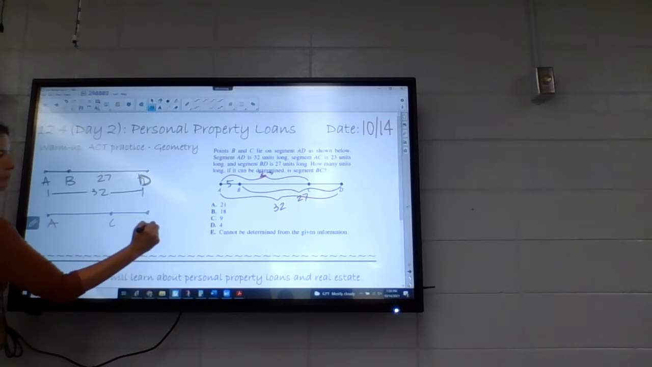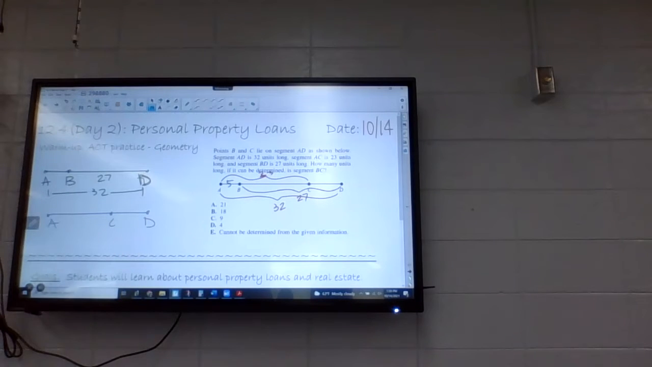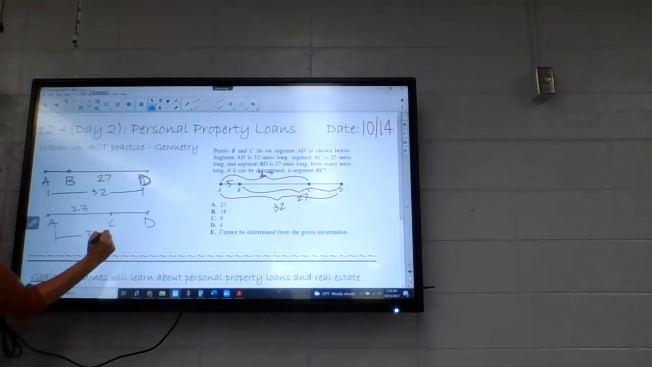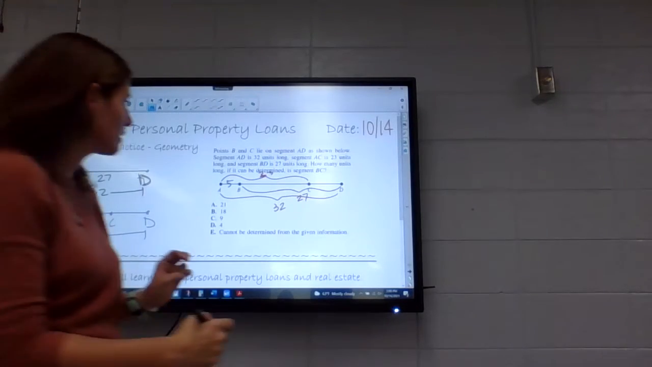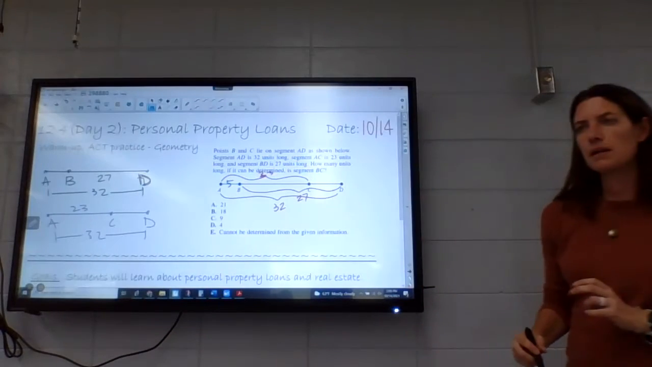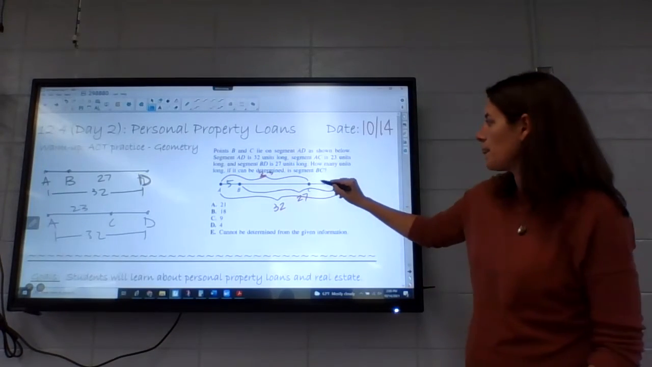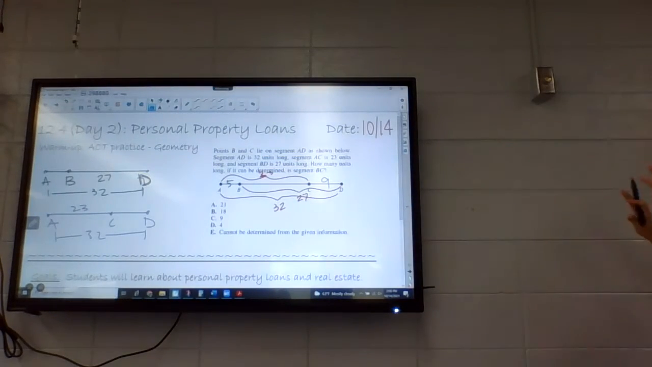So I'm going to ignore B. So A to C is 23, and then the whole thing's 32. So what's CD going to be then? 9. So if I know those two, can't I find that middle one?